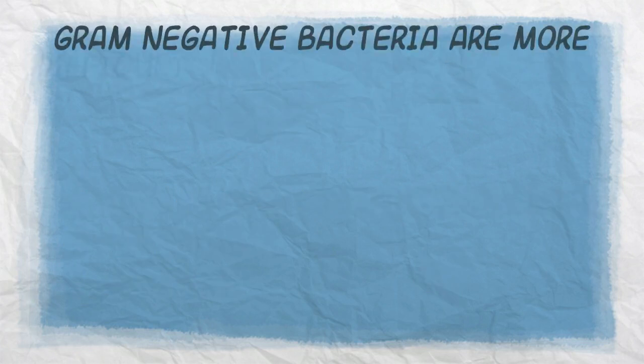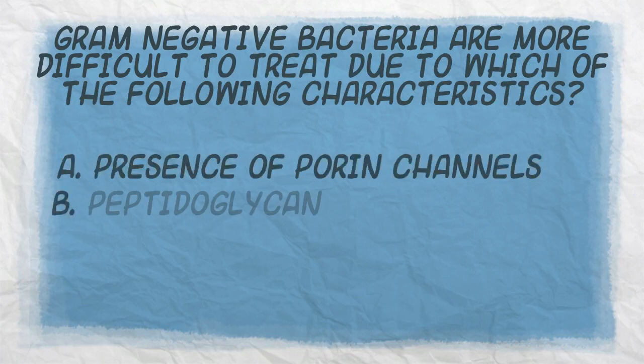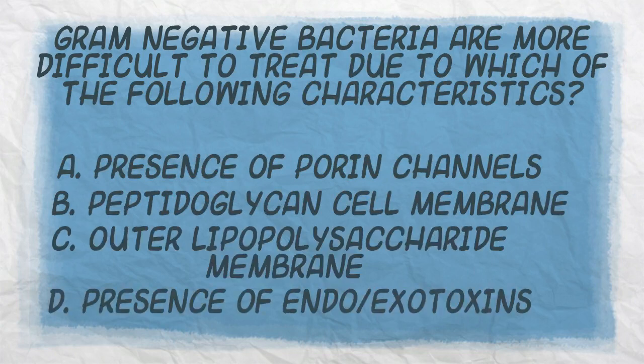Gram-negative bacteria are more difficult to treat due to which of the following characteristics? Presence of porin channels, peptidoglycan cell membrane, outer lipopolysaccharide membrane, or presence of endo-exotoxins.